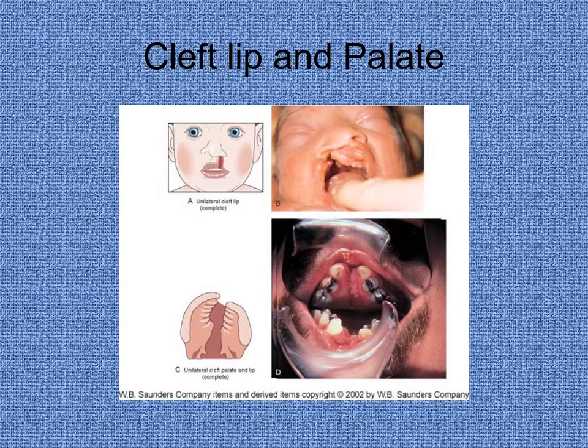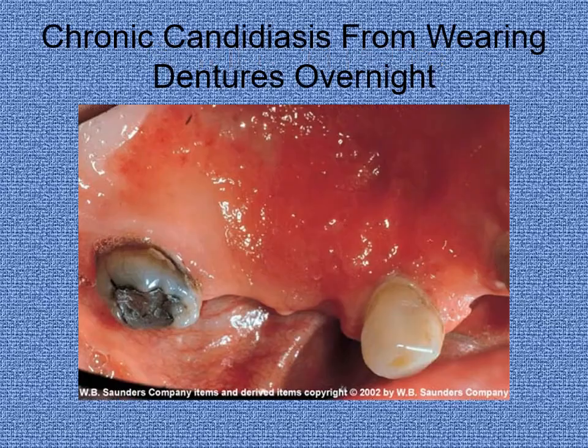This is looking at cleft lip and cleft palate. A lot of these are treated very early in development. And this is chronic candidiasis from wearing dentures overnight. You see a lot of irritation there in the mouth.